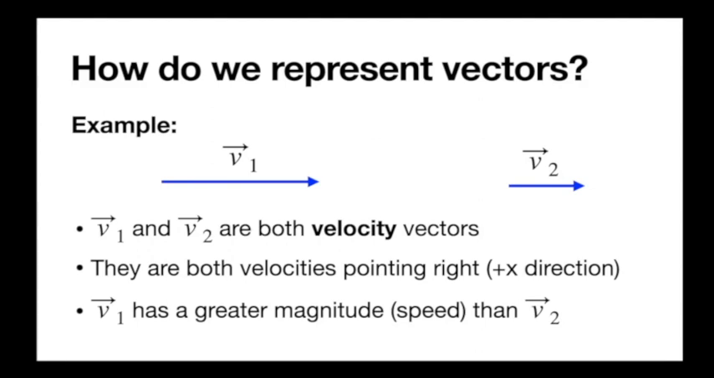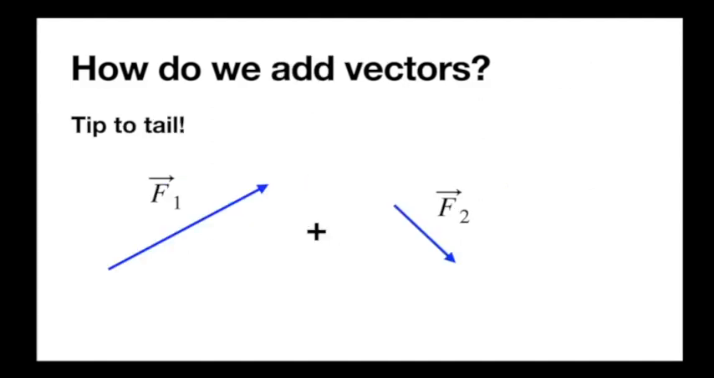But the utility of these arrows goes even further, because we can actually do arithmetic graphically with vectors as well. So let's say I have these two vectors, F1 and F2. They're forces. We haven't defined forces yet, but it's just a type of vector. So just think of it as a magnitude and a direction. And to add them graphically, we just add them tip to tail.